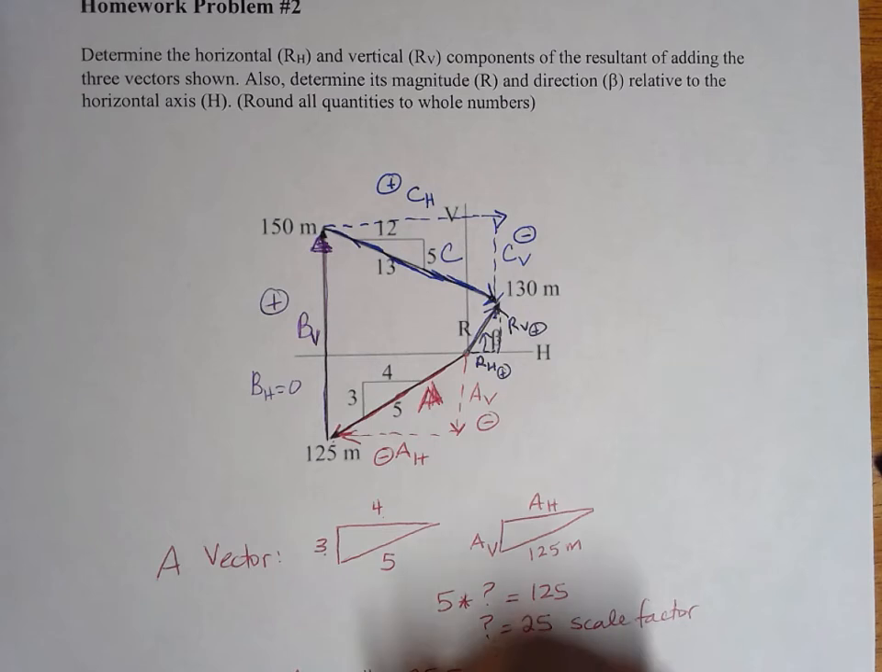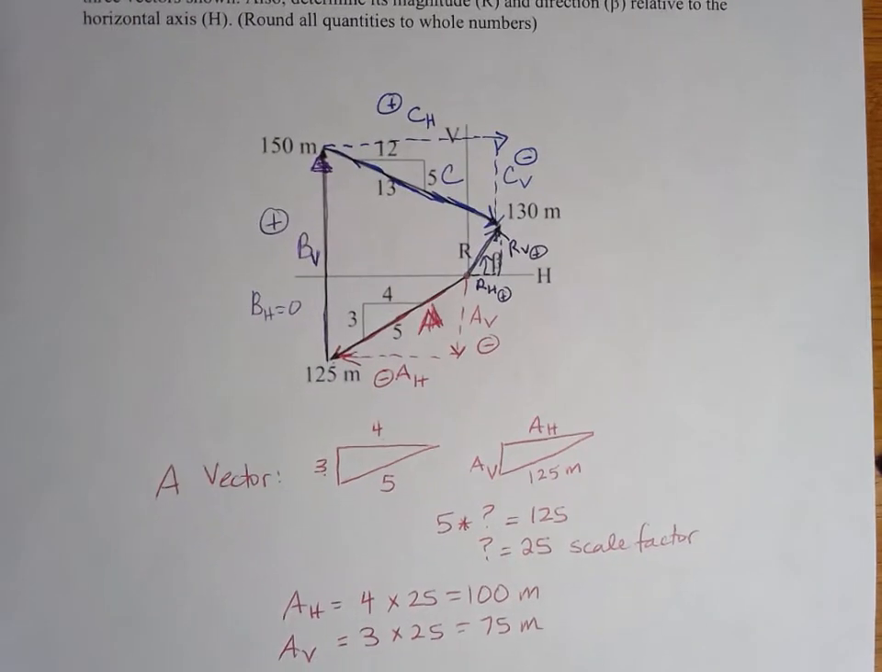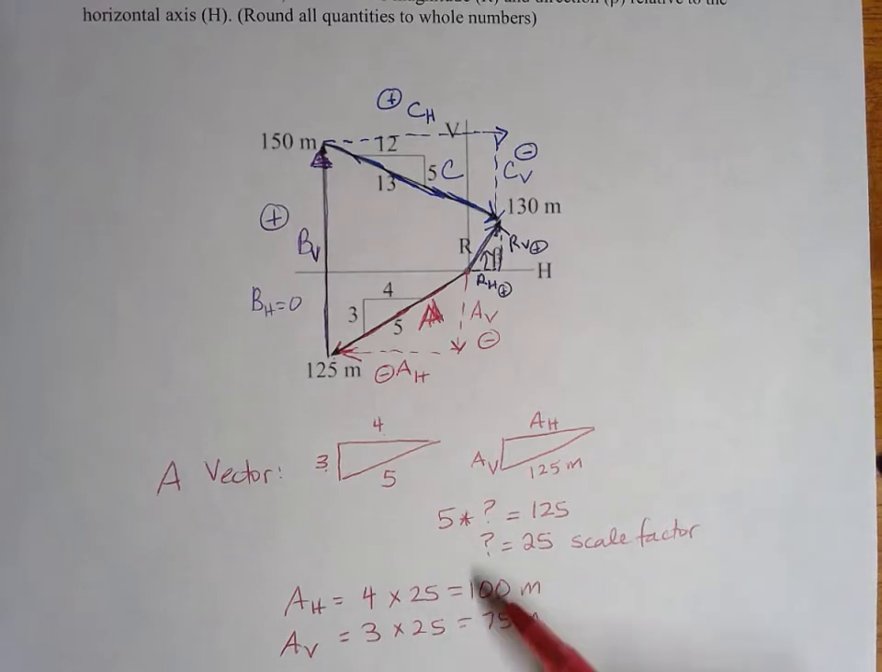So my AH is going to be 100 meters, and my AV is going to be the vertical side there, 3 times the scale factor, 25, so that's going to be 75 meters. And you can check yourself after you do that, does that make sense? Okay, yeah, my legs have to be smaller than my hypotenuse, so if I'm getting something bigger than that, I need to think about it again.